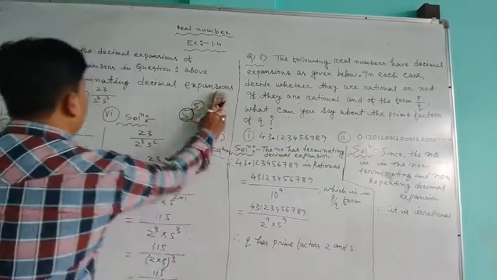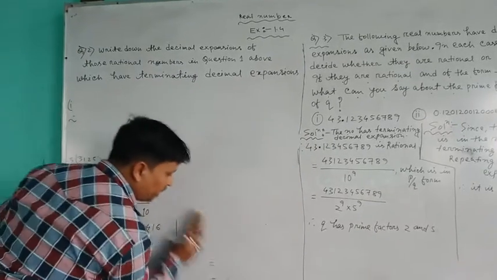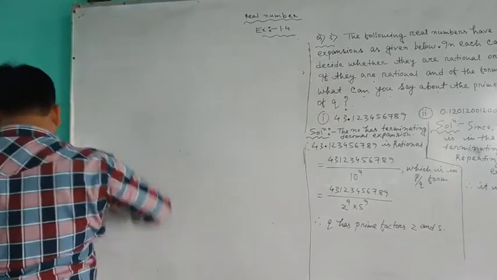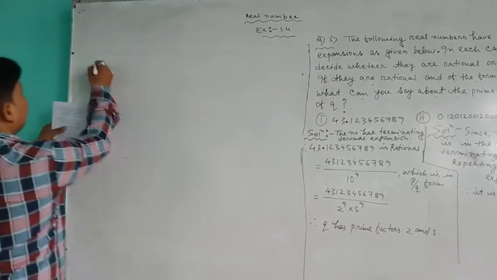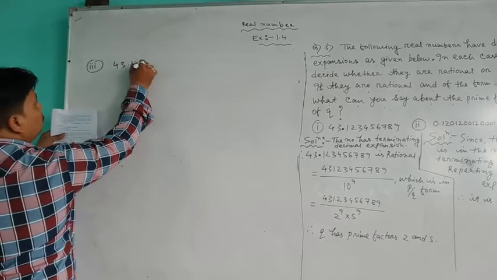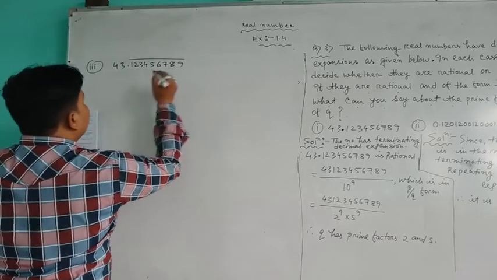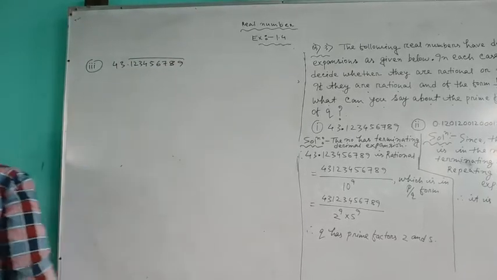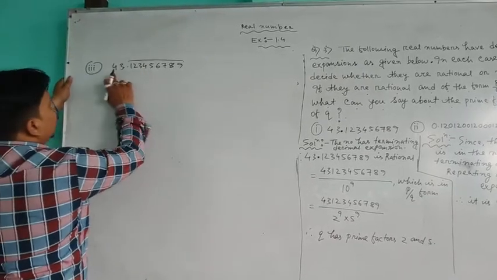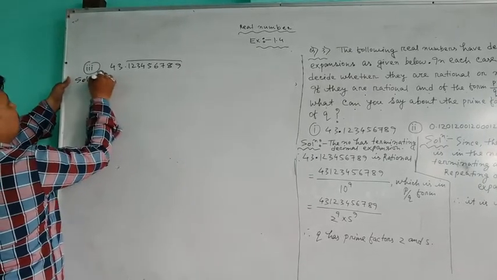Then one more problem is left. That one is related to non-terminating and repeating decimal expansion. Just I am going to do that one. Okay, so that problem, that is number 3, 43.123456789 and over the 9 digit there is given a recurring sign. This type of problem already you have done in class 9 also. So this one is non-terminating and repeating decimal expansion, so it is rational. So we have to write like this: solution.